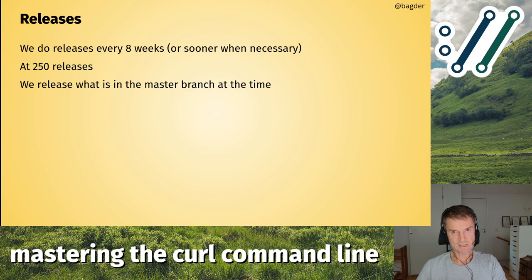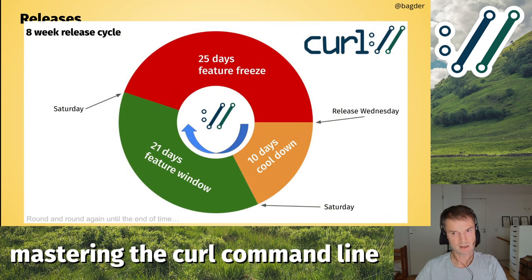We release what's in the master branch at the time, meaning that we don't wait for features to get merged to do releases. We release on the clock, and whatever is done then, we release. That is how we work, really, and that's why we do this calendar-based release. So we have this 8-week release cycle.